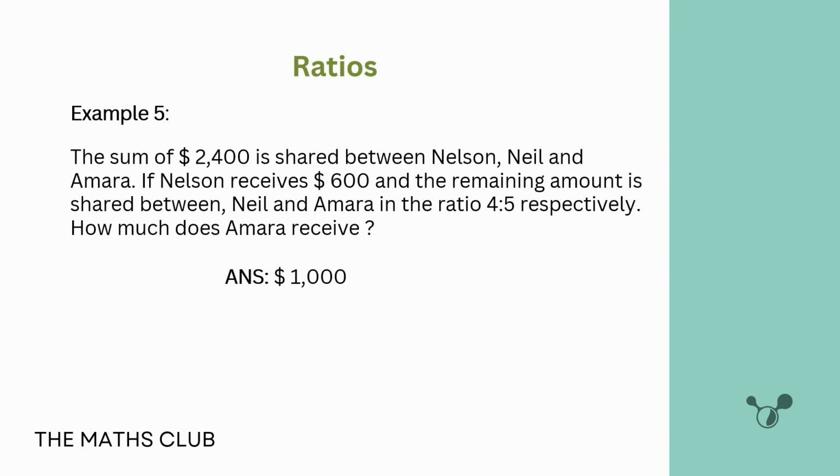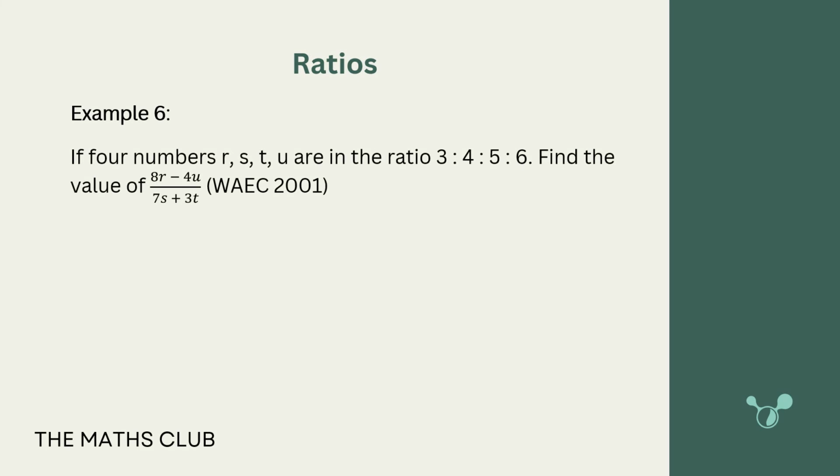Great, $1,000. The next question says that if 4 values R, S, T, U are in the ratio 3, 4, 5, 6, find the value of 8R minus 4U all over 7S plus 3T. Let's solve this one together.